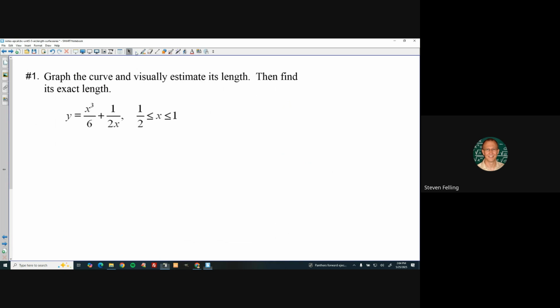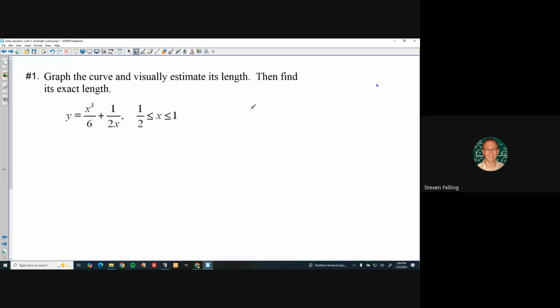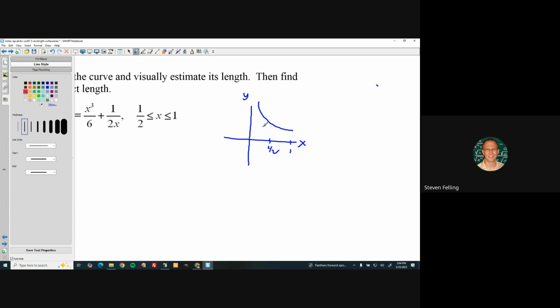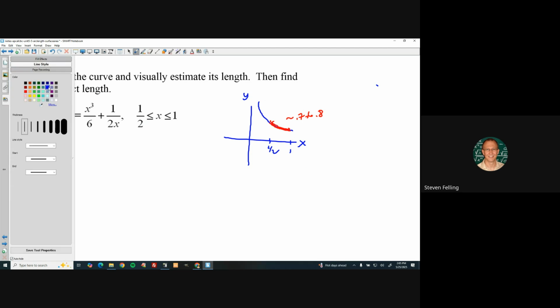Let me make a sketch of what we're seeing here. Okay, we're seeing a graph that in this region looks like this. And from 1/2 to 1, this part of it, if I were to kind of highlight it, this length here is maybe on the order of 0.7 to 0.8, somewhere in there. Okay, so now we have a mechanism to find exactly what that length is. We're just going to use the Arclength formula.